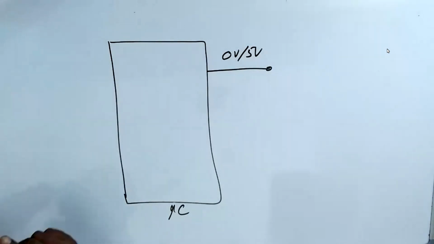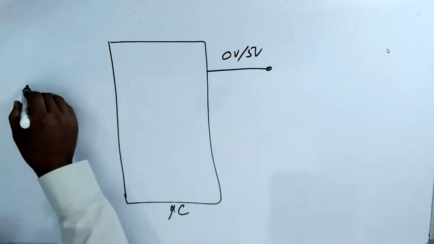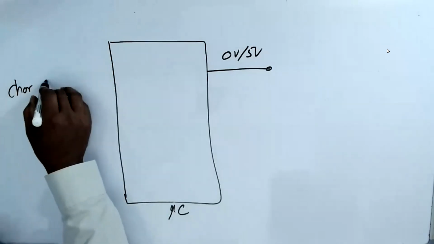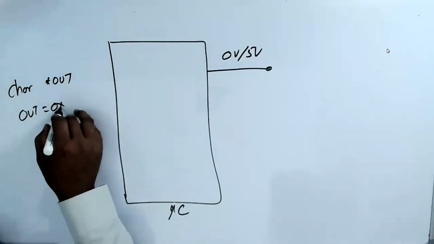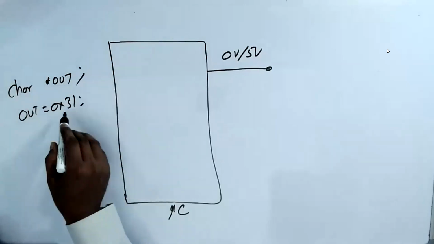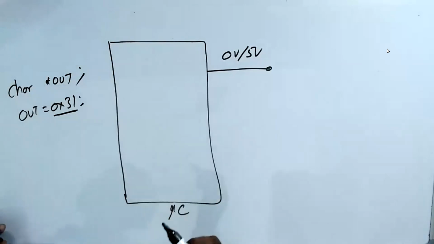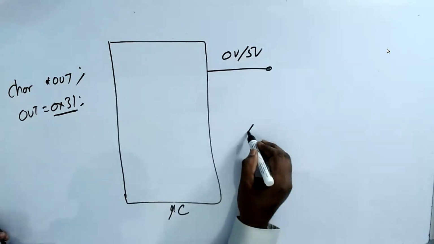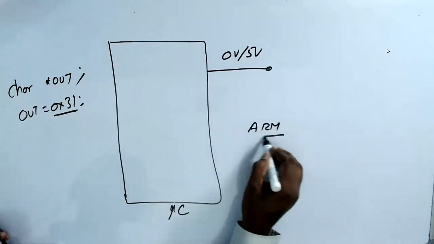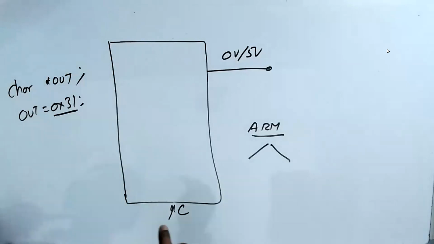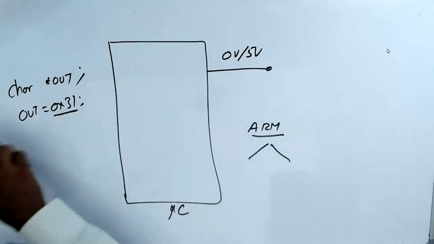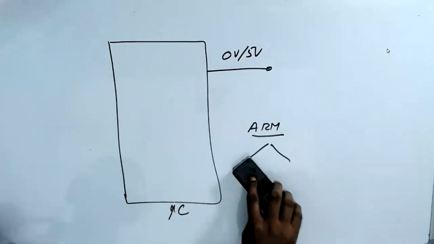The only thing that varies is the address. If you write char star out is equal to 0x31, this address will vary from one microcontroller to another. Even if you take the same ARM series, two microcontrollers will have different addresses. So the address will vary, but the code is the same, the method is the same.